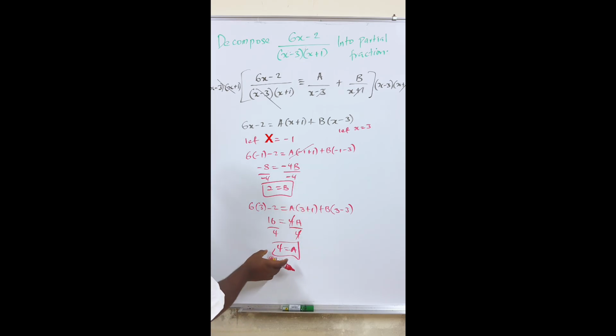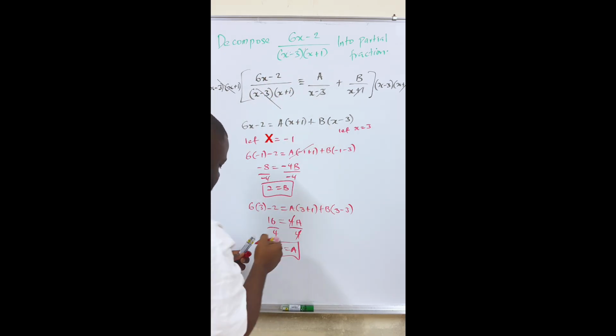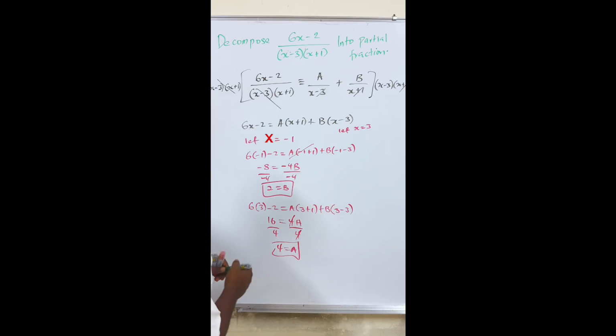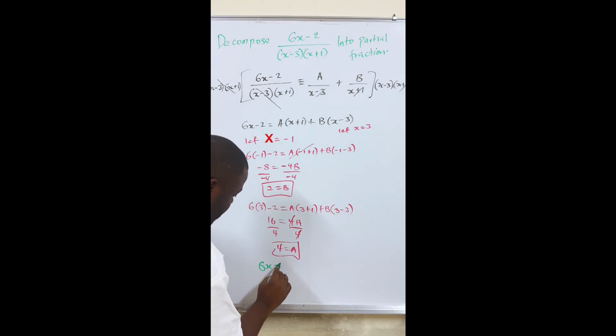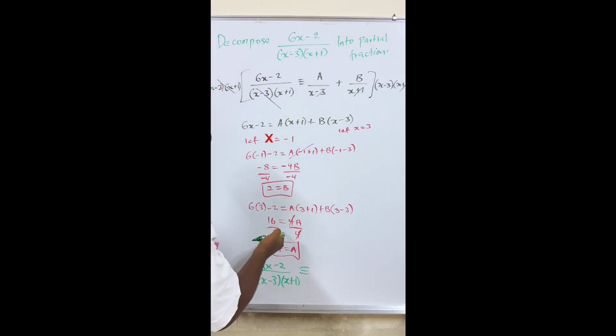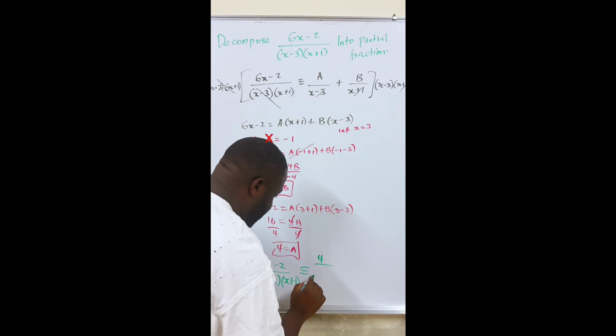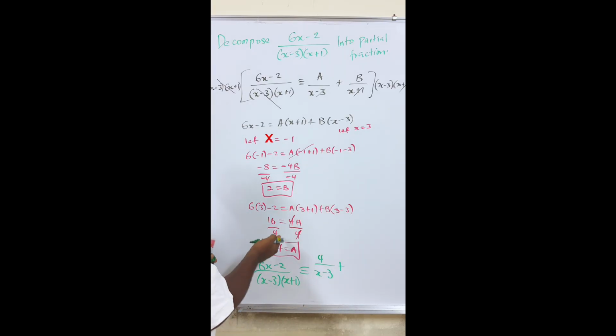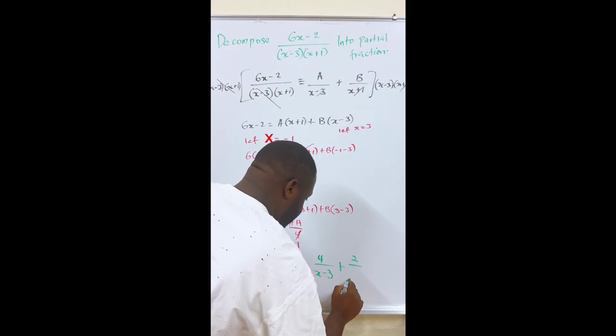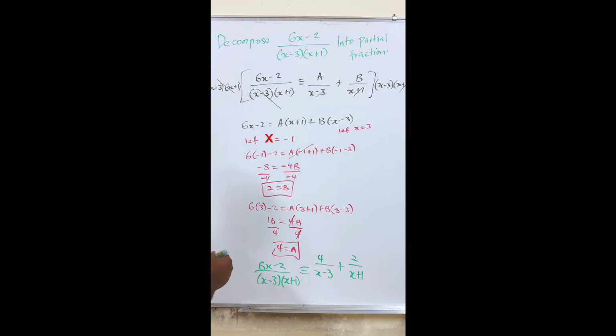All right, so our constants are found. Our answer is now going to be (6x - 2) over (x - 3)(x + 1), which is equivalent to A, remember A here is 4, so we have 4 over (x - 3), plus B, which is 2, over (x + 1). So that is the partial fraction of this rational fraction. And you can also put them together. Definitely you will get the original. You can try it on your own.